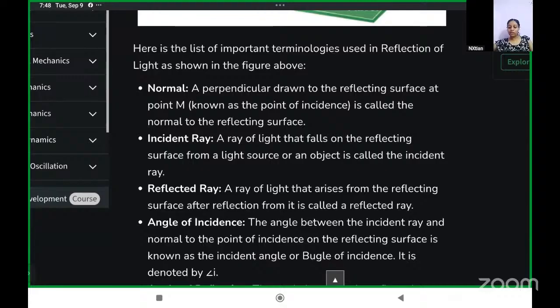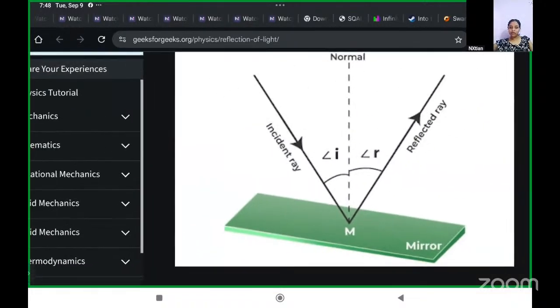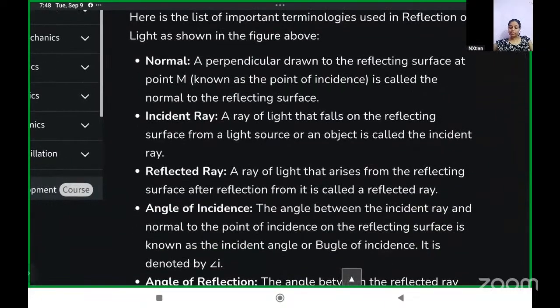Incident ray: a ray of light that falls on the reflecting surface from a light source or an object is known as the incident ray. Can you see this incident ray falling? This one is the incident ray. Then reflected ray: a ray of light that arises from the reflecting surface after reflection from it is called a reflected ray. It is arising from the surface, reflecting after the incident ray falls.